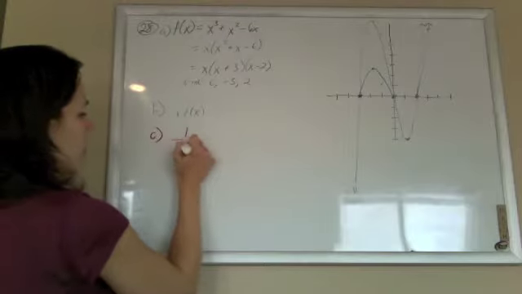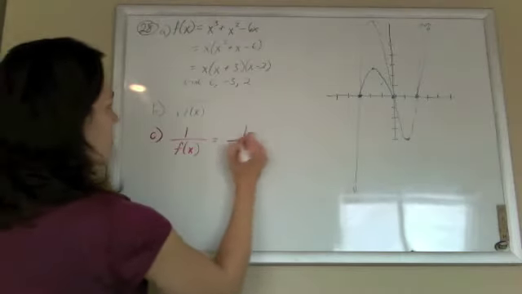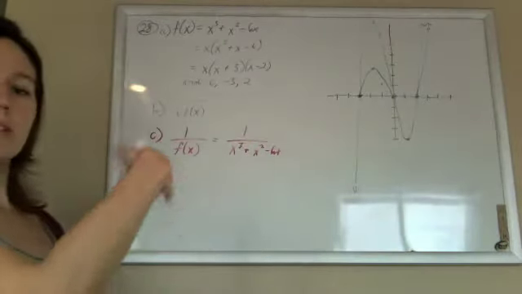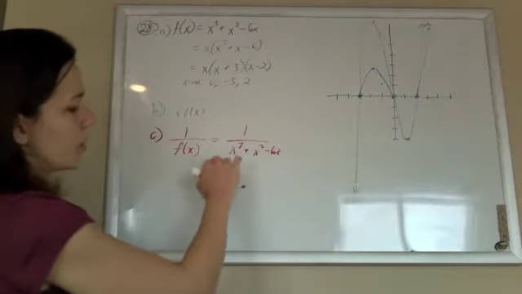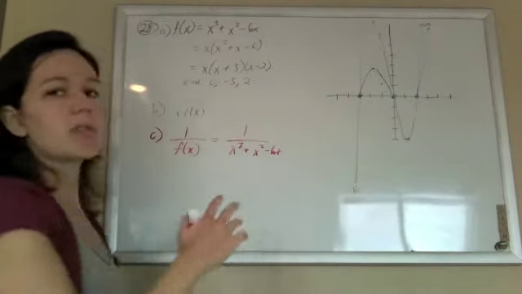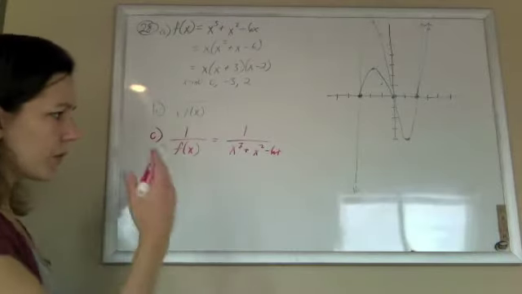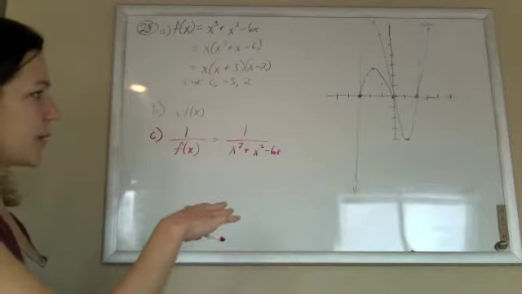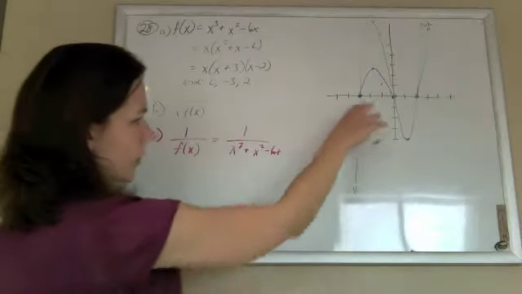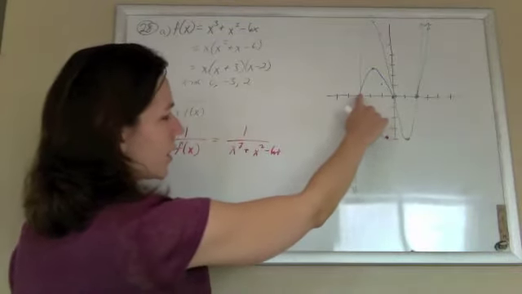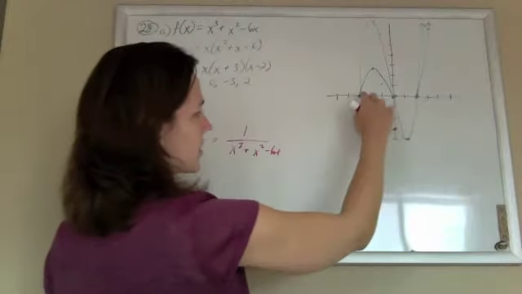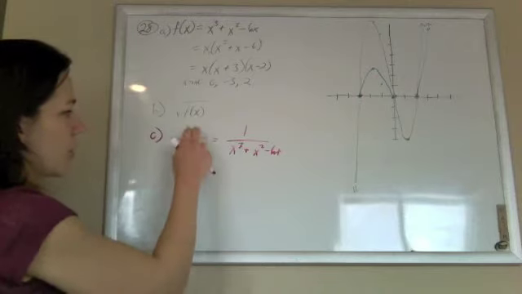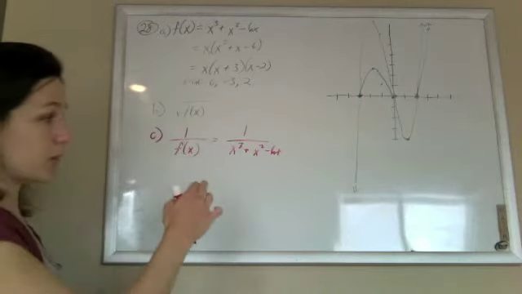So if you have 1 over f of x, what it looks like is 1 over x cubed plus x squared minus 6x. And without all the stuff we've done before, you might have learned that where the denominator equals 0, that's where all your vertical asymptotes are. And you can compare the top and the bottom to get your horizontals and stuff like that. But here, we're going to just take it off the graph we already have. We know that if f of x is 0, our function is going to be undefined. So where f of x is 0, that's where my asymptotes are going to be.